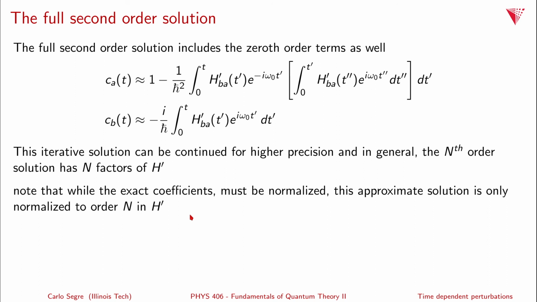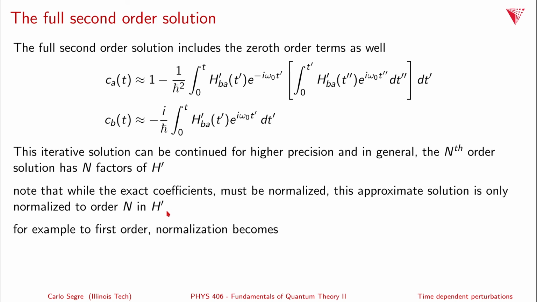Now, in principle, these two coefficients, the exact solutions for CA and CB, must be normalized. That is, the modulus squared of CA plus the modulus squared of CB is equal to 1. But the approximate coefficients are not going to be normalized. They are a little bit off, and they're off to order n in H prime.